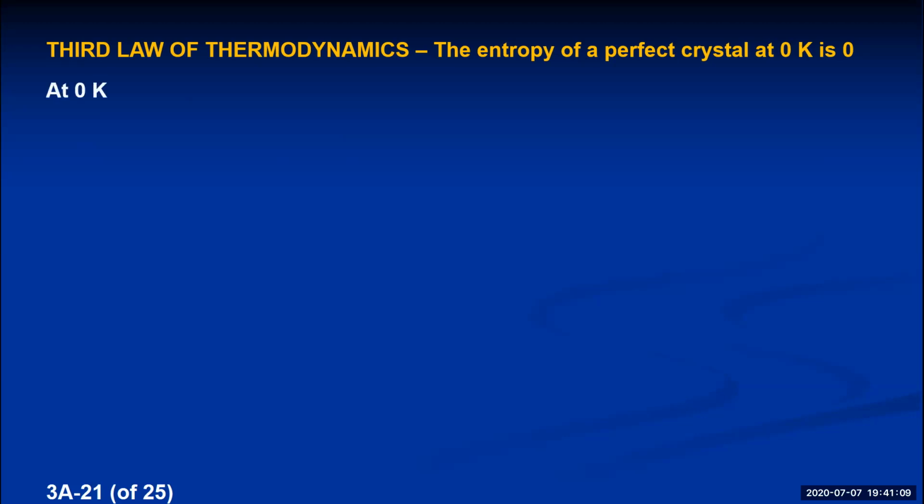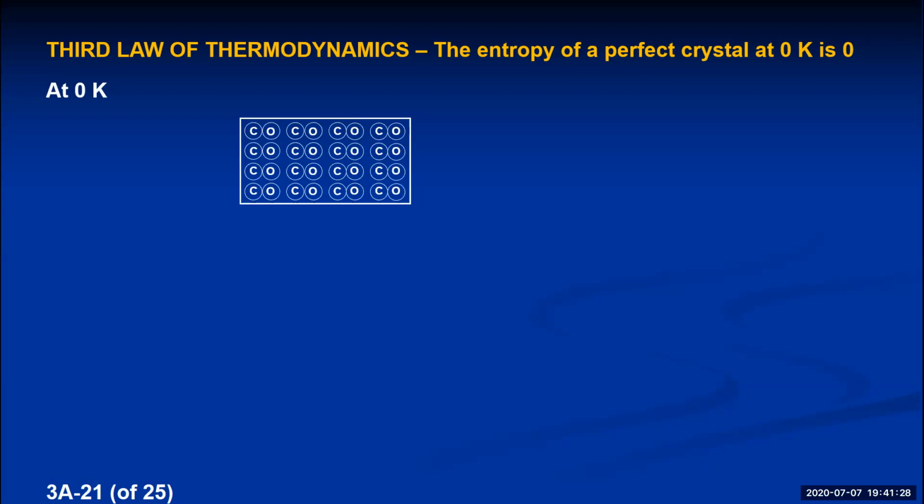Now, what does 0 Kelvin mean? That means that molecular motion is stopped. Molecules are always undergoing some type of vibrational or rolling motion as long as they're at a temperature above the lowest possible temperature of 0 Kelvin. When you get to 0 Kelvin, the molecules stop moving. And if we take a look at a crystal of carbon monoxide at 0 Kelvin, it might look like this.